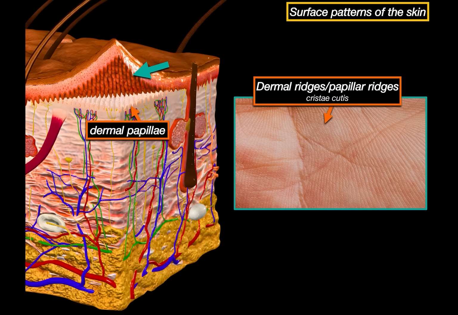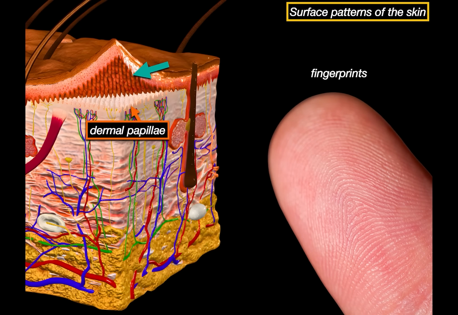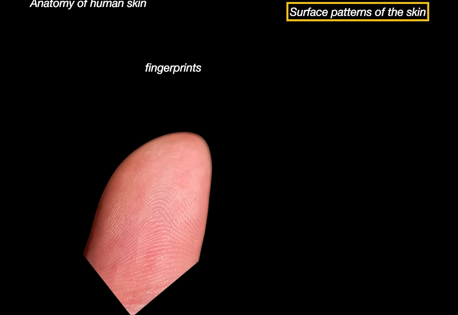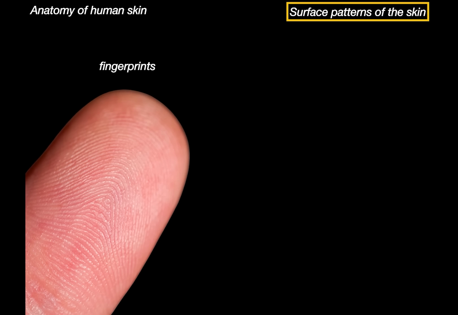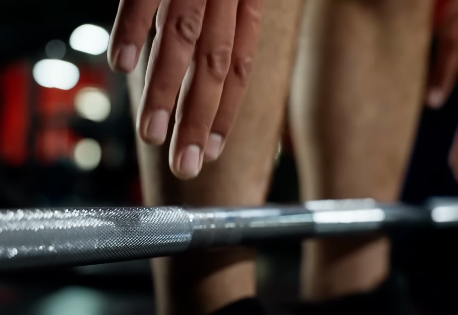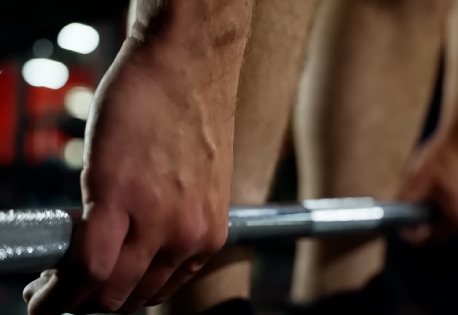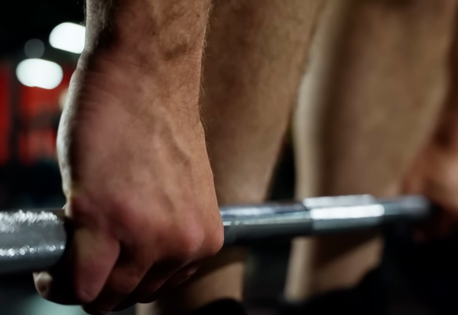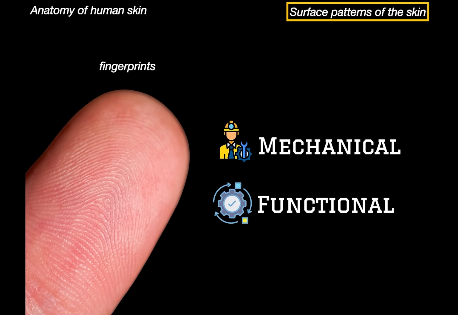The overlying epidermis follows these ridges and grooves, and together they form the fingerprints and footprints that are unique to each person. The reason these ridges are so prominent here is partially mechanical and partially functional. Mechanically, they improve grip by increasing friction between the skin and whatever you are holding or standing on, and functionally, they increase the surface area available for sensory receptors and sweat pores.